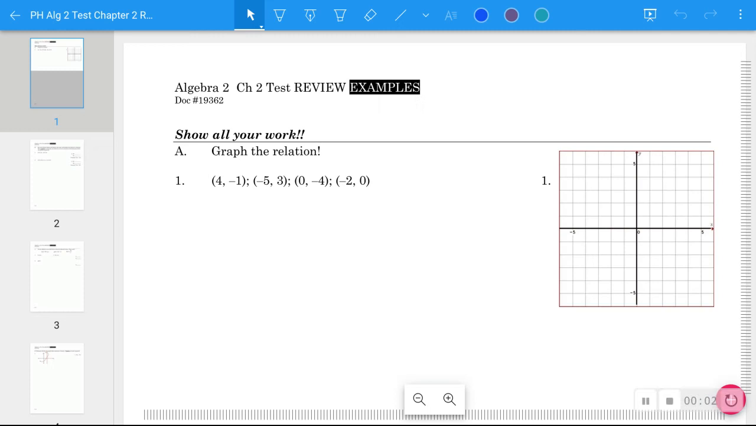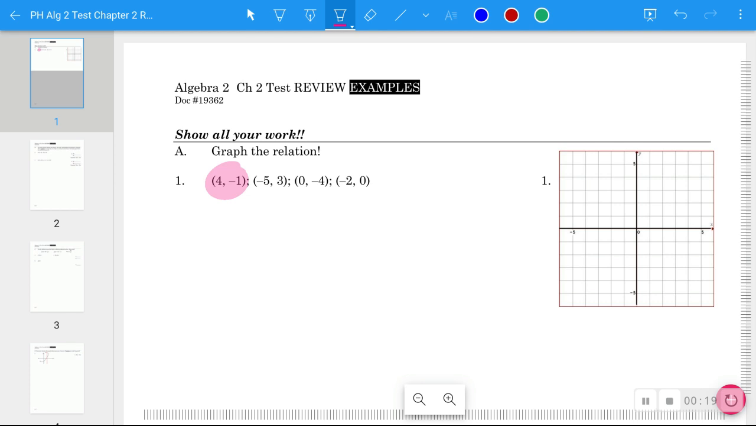Okay, welcome to the Chapter 2 review. This is for Algebra 2, and these are examples similar to the review that you're going to be doing. So I hope this helps you. We're going to start out pretty simple here. We're going to graph these points here.